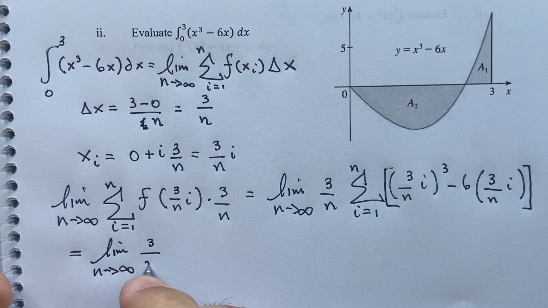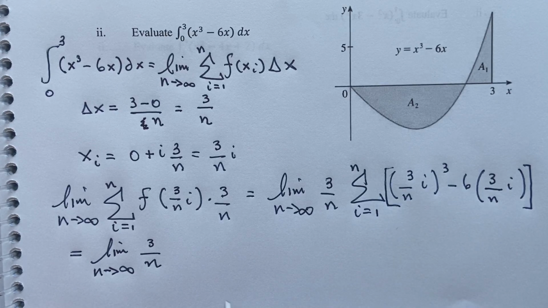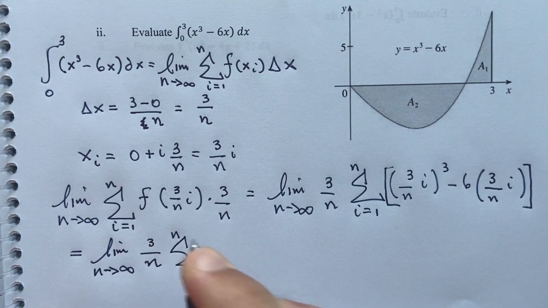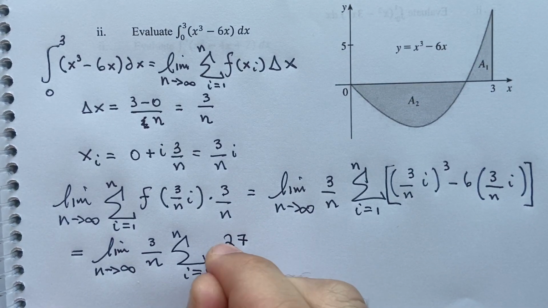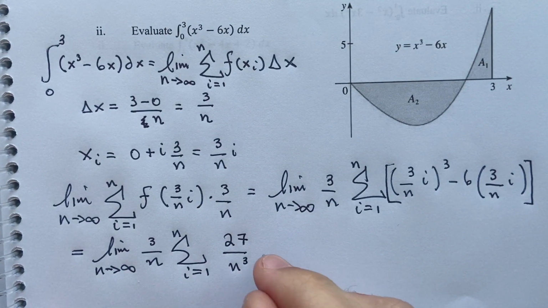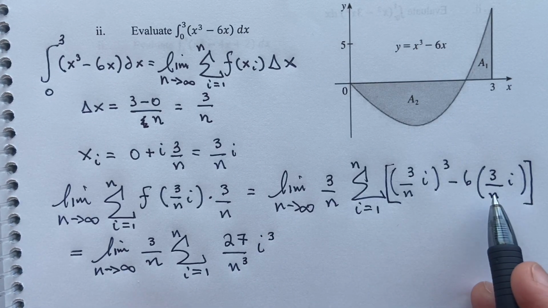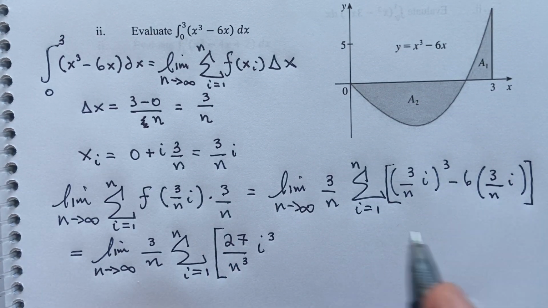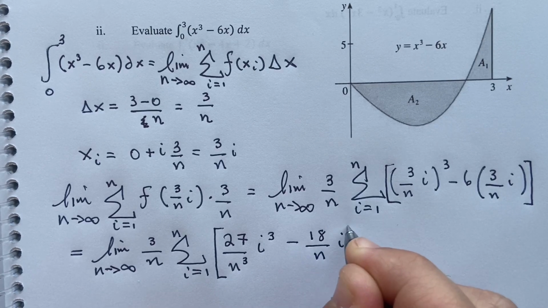So we still have 3 over n. And now actually cubing 3 over n i, I'll get the sum, i goes from 1 to n, of 27, so I'll have 27 over n cubed times i cubed, right, if I cube this. And then also in the sum is this stuff here, so I'll have minus 18 over n times i.